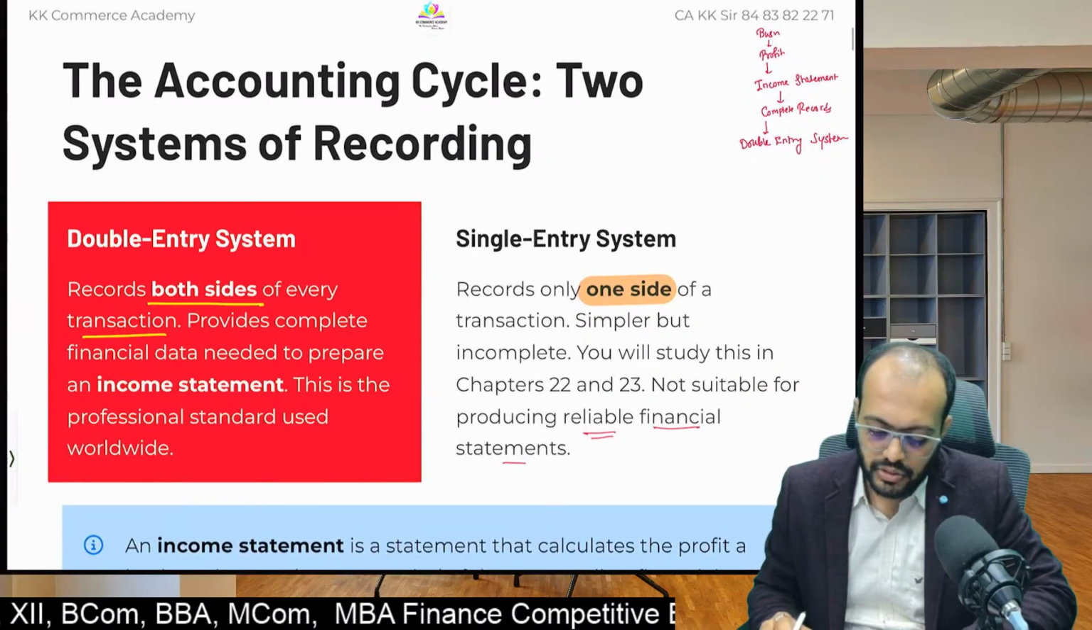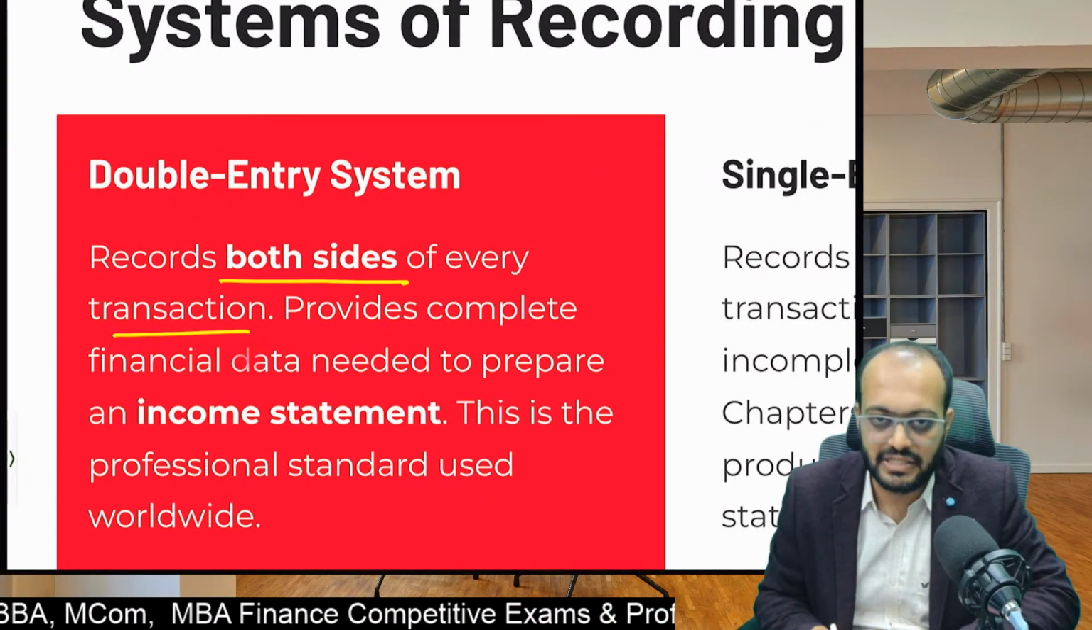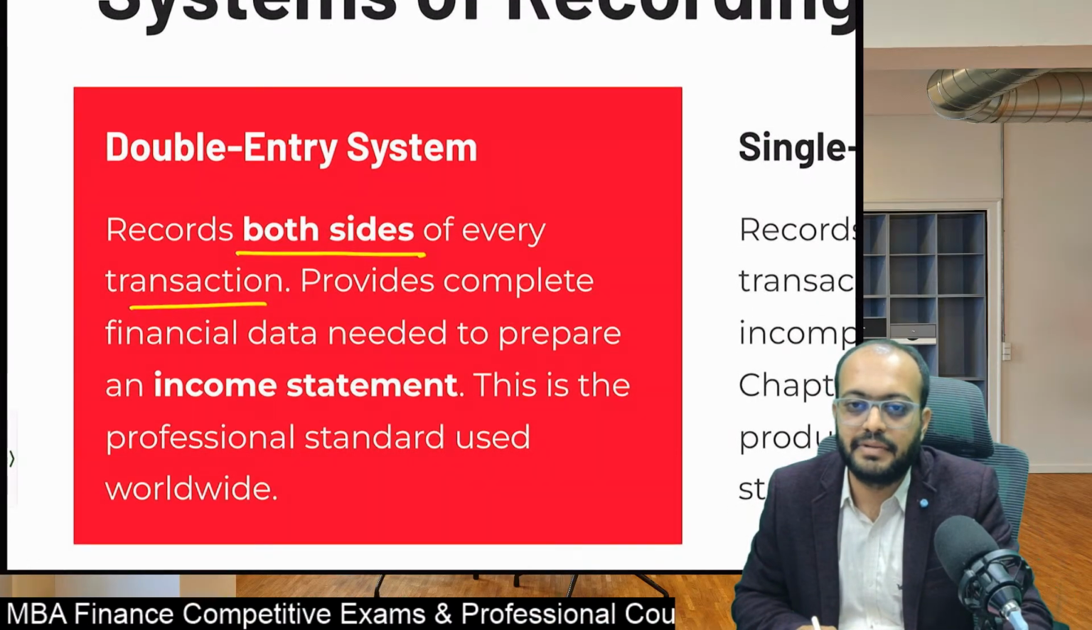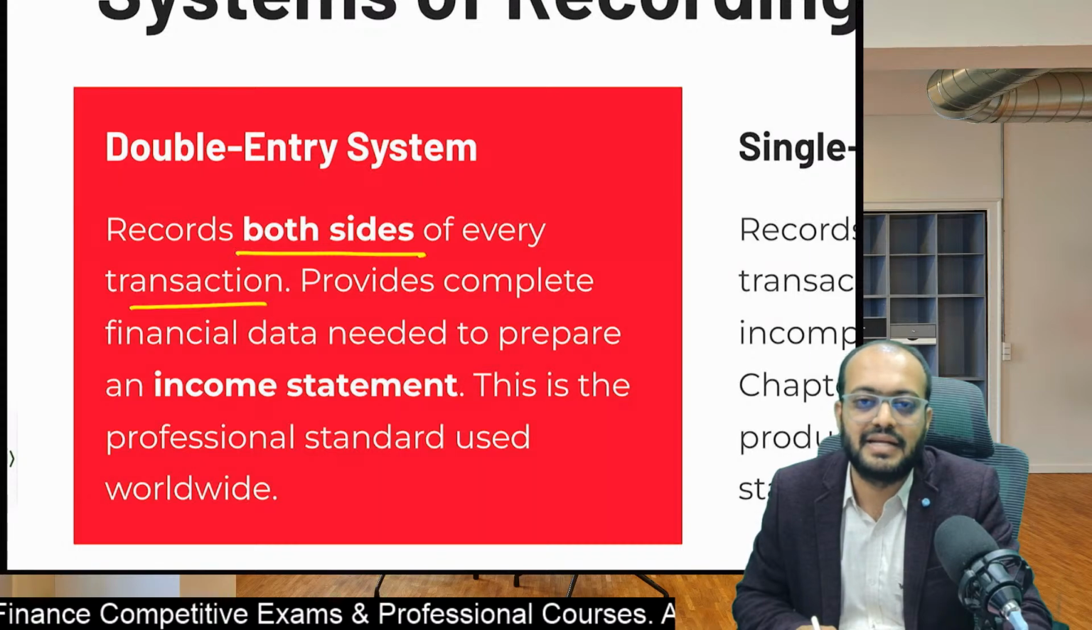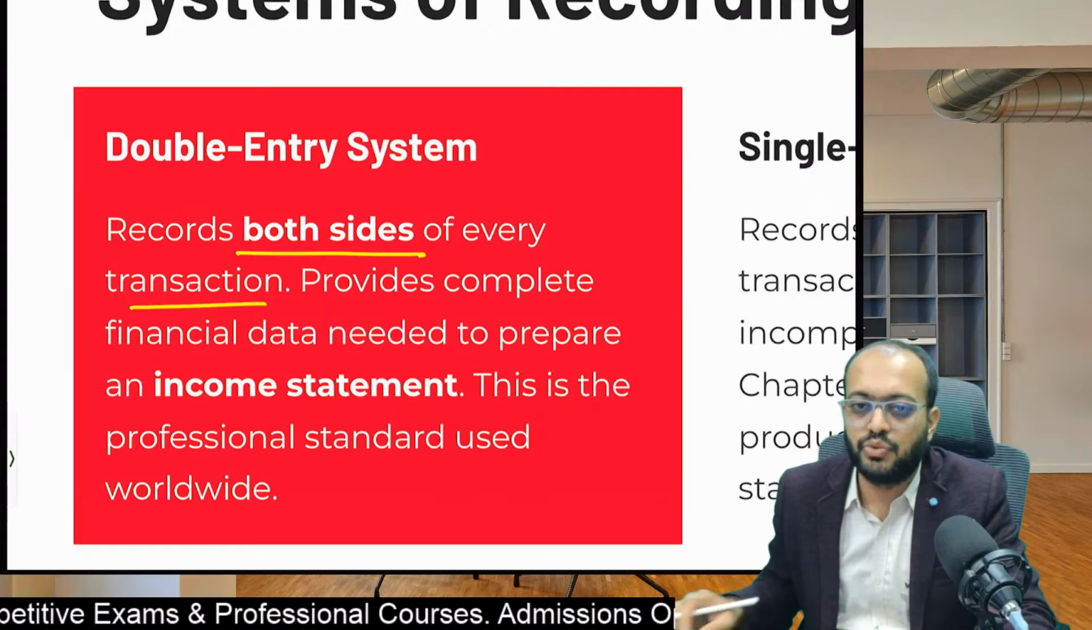Students, double entry system means we have to record both sides of every transaction. As I said, for example, I gave French fries to you, so one aspect is that I gave French fries, and another aspect is that I'm receiving the money. I receive the money, and French fries go out from me, so there are 2 aspects, of course.